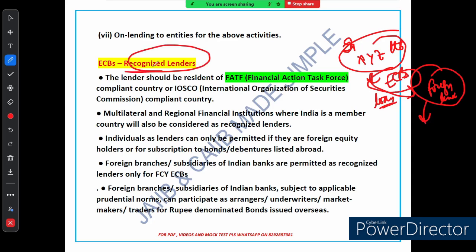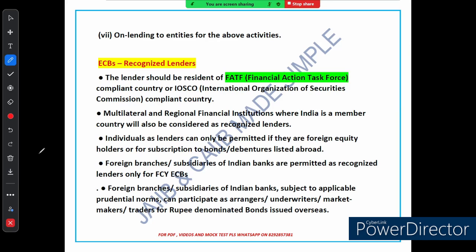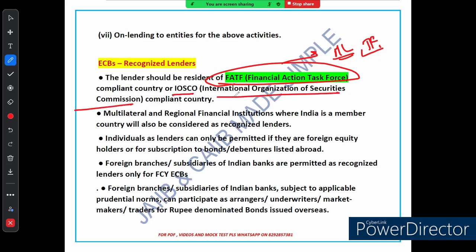First up, the lender has to be from a country that is compliant with global standards. So this means that country has to follow the rules of either, first, FATF, the Financial Action Task Force. You know about this? This group works to prevent things like money laundering and terrorism financing. So the lender has to be from a country that follows this standard. And the second is IOSCO, the International Organization of Securities Commissions. What is it all about? Another group that ensures financial markets operate fairly and transparently.